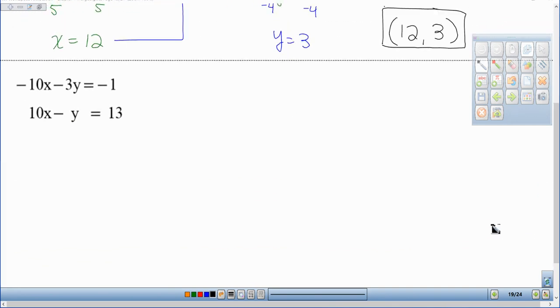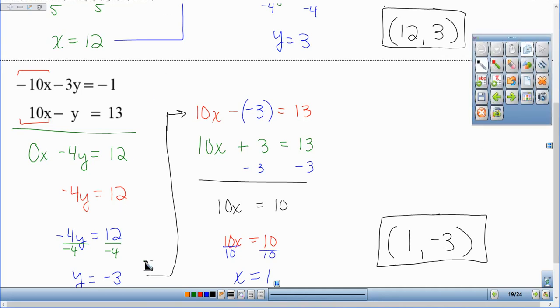Let's look at another one here. I'm going to go ahead and let you try this one on your own. You can pause this video and then try it, unpause the video, and my work will show up and we can see how it compares. Hopefully you noticed that the x terms were additive inverses, and so you could go ahead and get started on this problem.